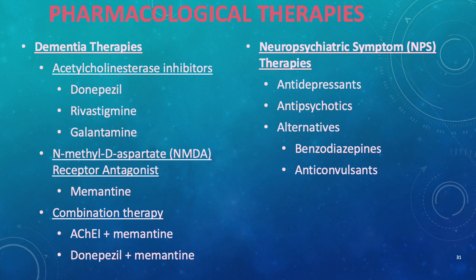Note that we've got different classes. We've got acetylcholinesterase inhibitors. We have our NMDA receptor antagonist, memantine, and we also have combination therapy. You can do an acetylcholinesterase inhibitor with memantine, or you can do donepezil with memantine, which is a combination product that we will discuss shortly.